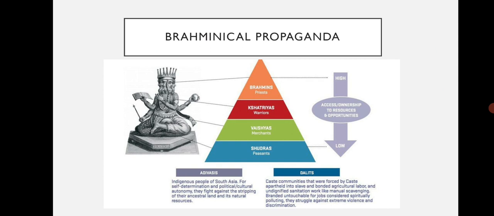So the upper class people oppressed the Shudras into social, cultural, and physiological service. And that derived a certain people, the Dalits, the caste communities that were forced by caste apathy into slave and bonded agricultural labor and undignified sanitation work like manual scavenging, and branded untouchable for jobs considered spiritually polluting, struggling against extreme violence and discrimination. So within the community of Shudras, we took out certain people who were supposed to do unrealistic jobs, like manual scavenging. We even today have such people.